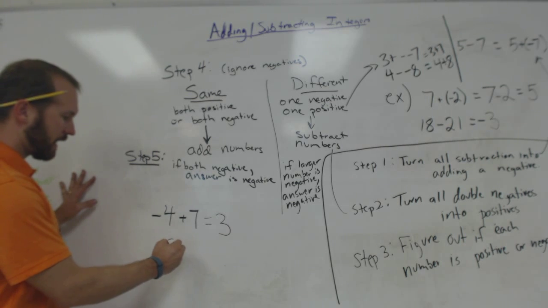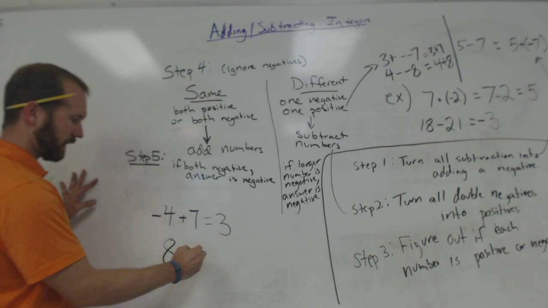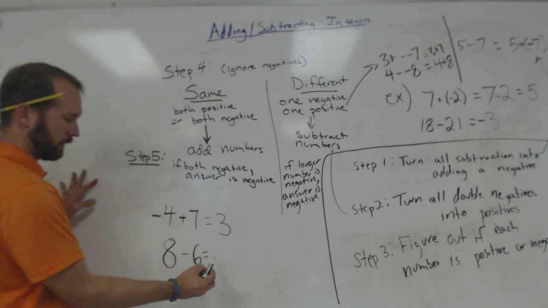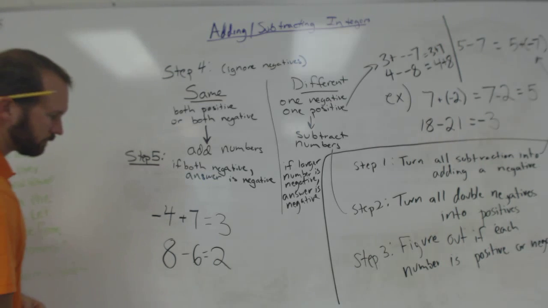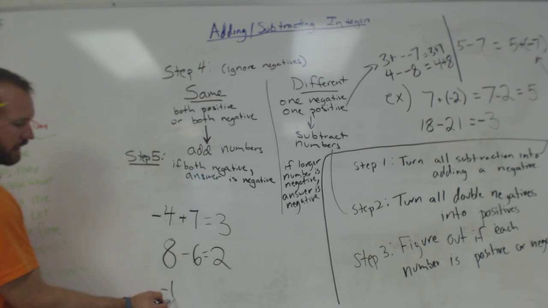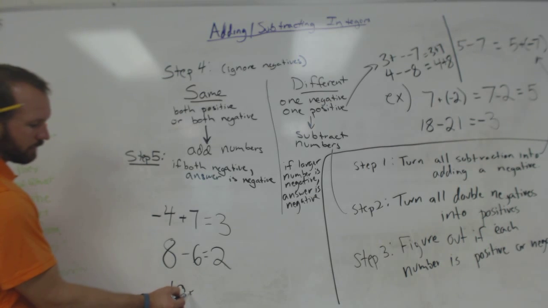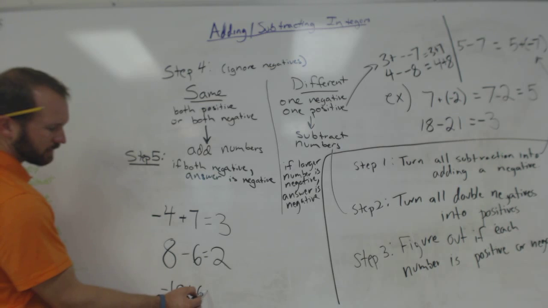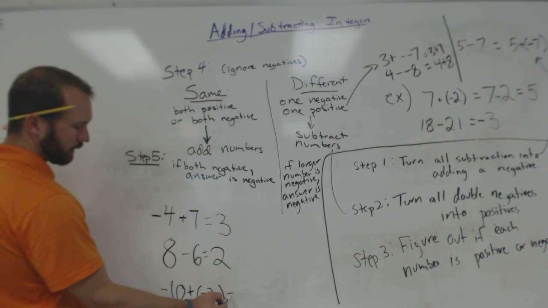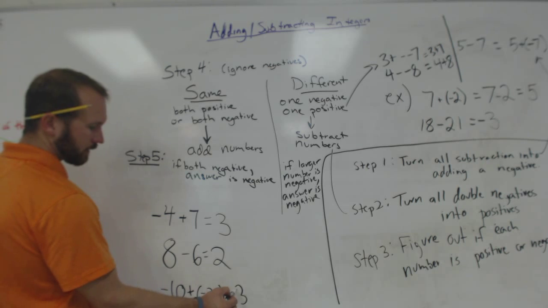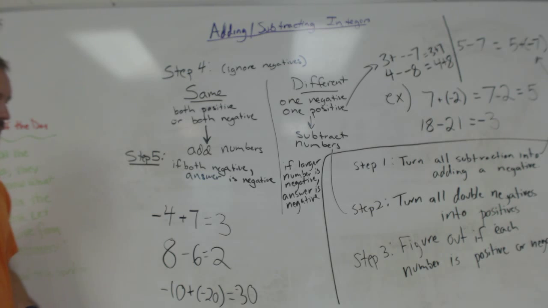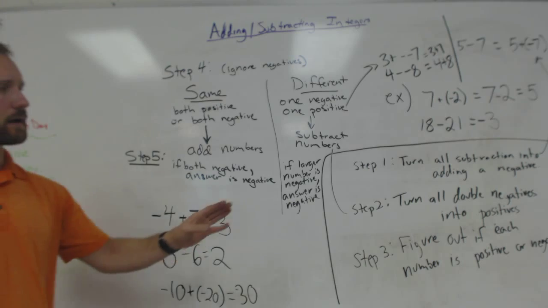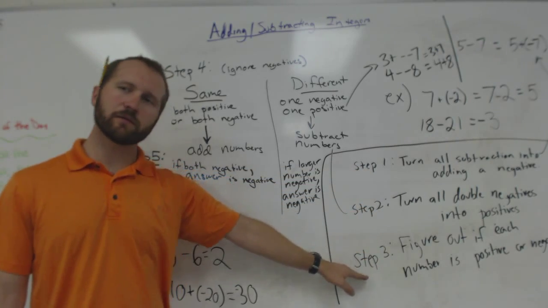Let's say I have $8, but I owe $6. I'm going to have $2 left over. Let's say I owe $10, and then I owe someone else $20. Means I owe a total of $30. So we can think of the negative sign as meaning owe. And for some people, that's a helpful way of thinking about it too. So use the strategies that work, but if you get stuck, try just going back to these steps and following them one at a time.